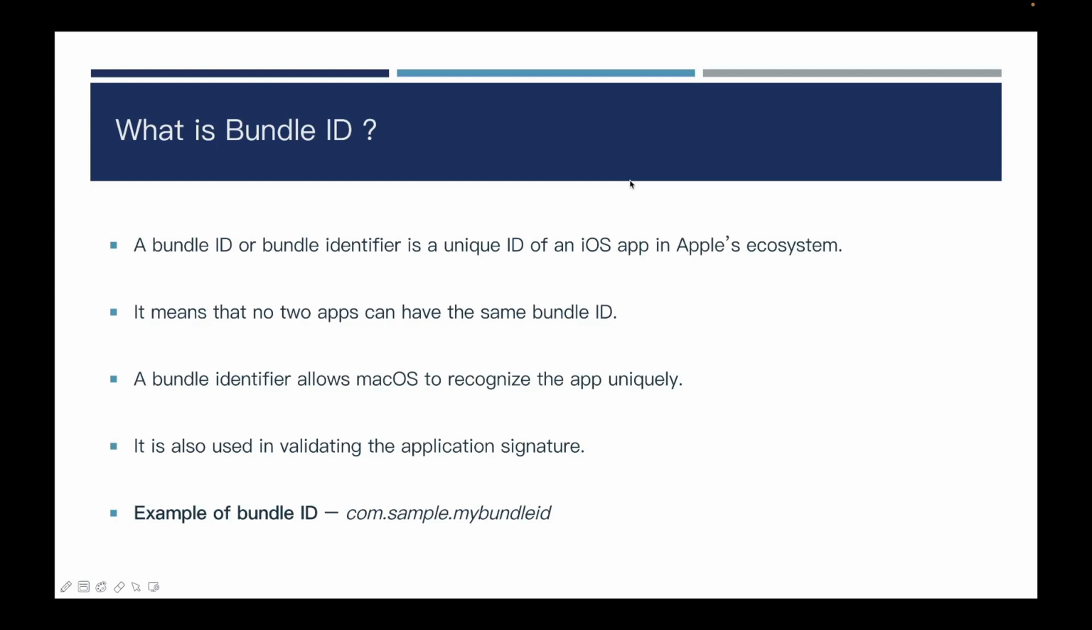Bundle ID or bundle identifier is a unique ID of an iOS app in Apple's ecosystem. As the name implies, it is unique, so no two apps can have the same bundle ID. A bundle ID allows macOS to recognize the app uniquely. It is also used in validating the application signature. An example of bundle ID could be com.sample.mybundleid.